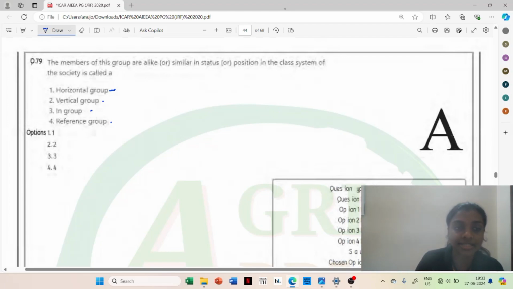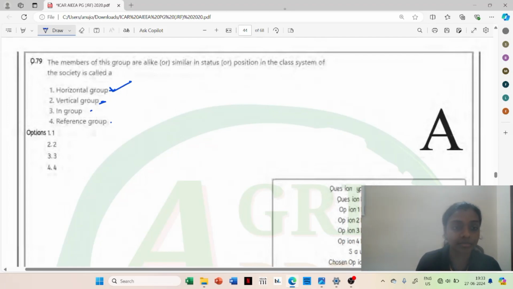So, for example, if you are taking a group of doctors or a group of teachers, they are almost similar in their status or position in the society. So they can be termed as a horizontal group. And vertical group means a group in which they have some similar properties, but the group involves people from different strata or different status or different position.